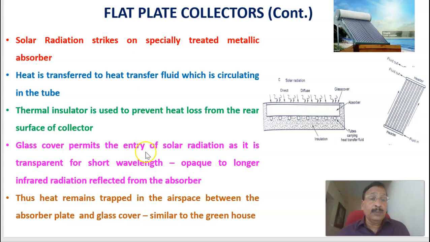The glass cover permits the entry of the solar radiation. This cover admits the solar radiation as it is transparent to the short wavelength and opaque to the longer infrared radiation reflected from the absorber. And thus, heat remains trapped in the airspace between the absorber plate and the glass cover.